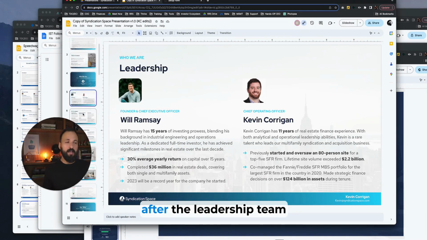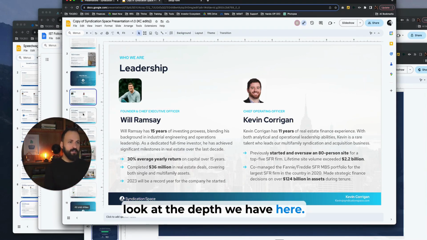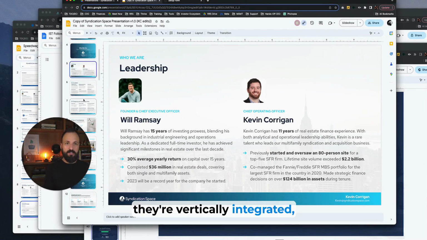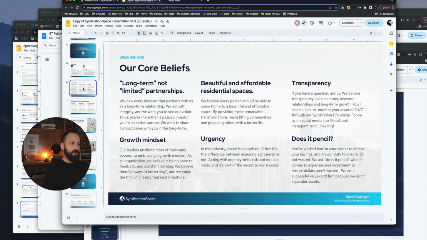And after the leadership team is introduced, then what we're going to be doing, generally a good idea if you have a larger team, is to introduce them after and say, hey, look at the depth we have here. And this is something that I'm going to be encouraging these guys to do as well, because they're vertically integrated. They have a management team and a construction team in-house.